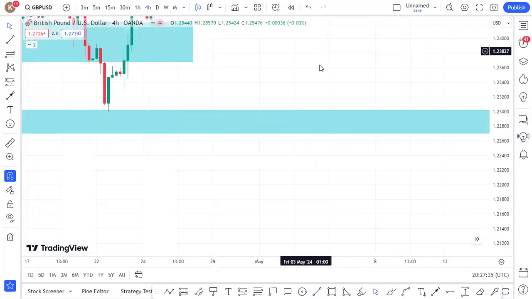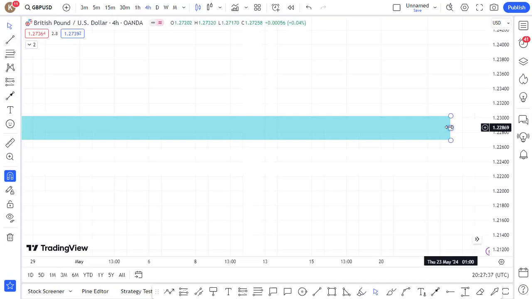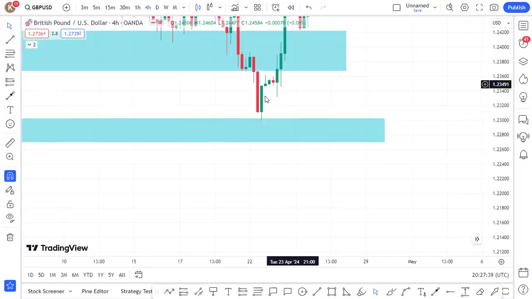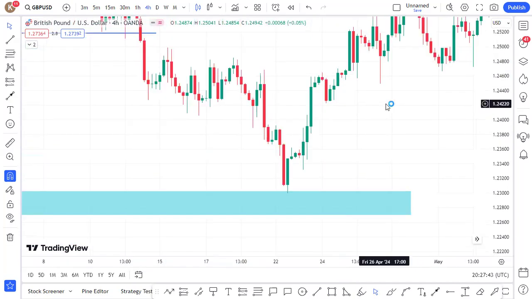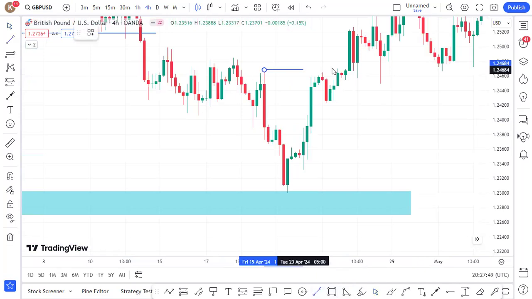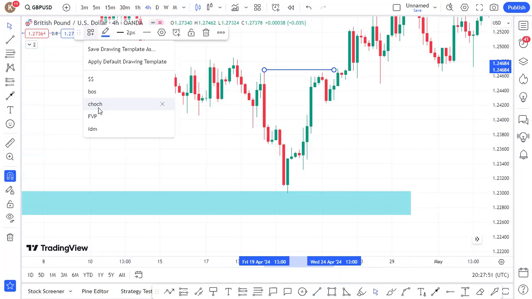But you can see price just taps there a little bit. Just a minute. Taps there and this one failed. So you can remove this one. Price taps there. Gives us what we call the change of character here. Right? And for us, there's a choke.